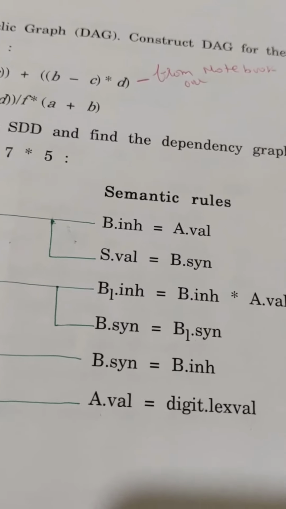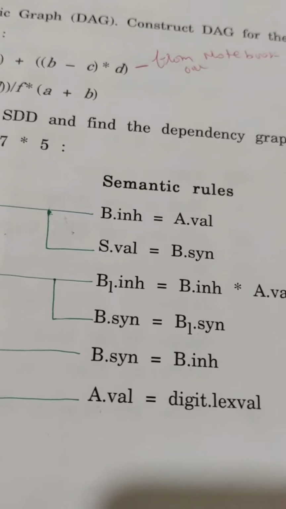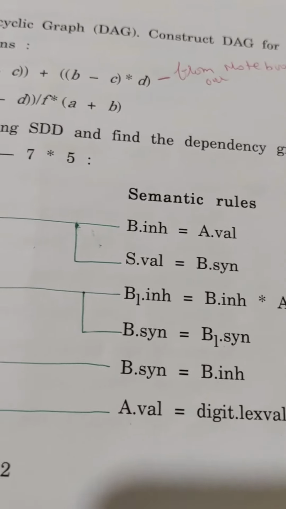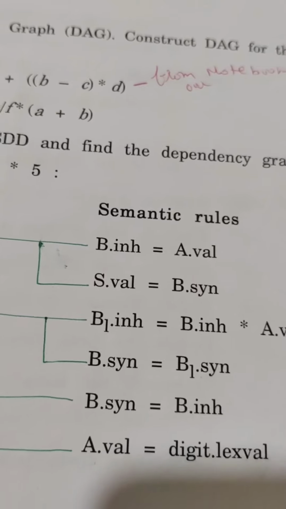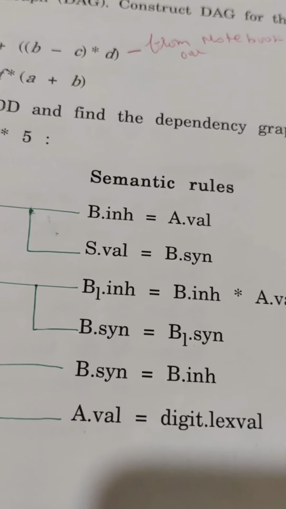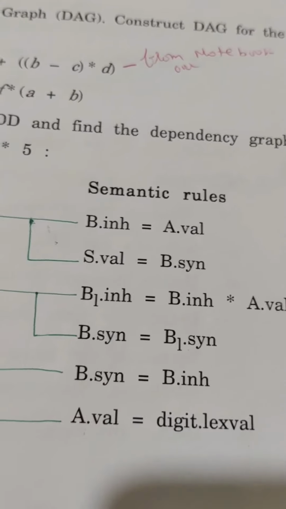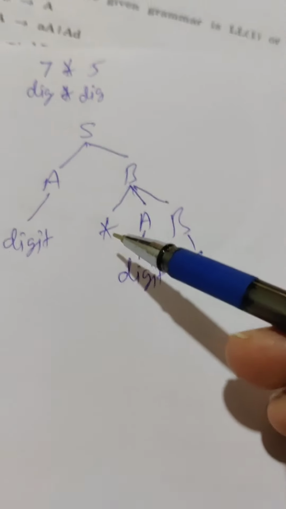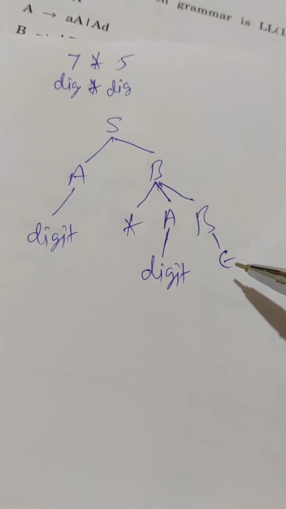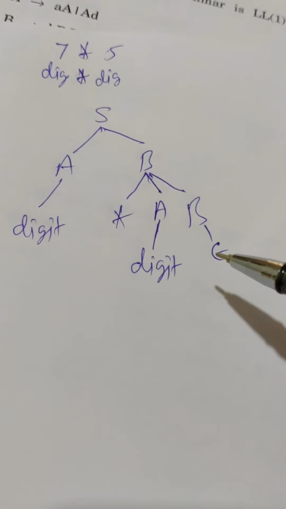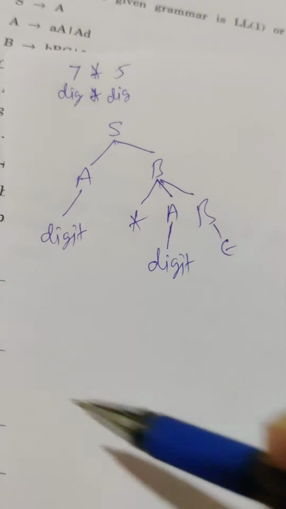Let's solve the problem and you'll understand how to design the dependency graph. Let's first construct the nodes for the dependency graph. In a dependency graph we take only those nodes which have attribute values. In our parse tree, the star doesn't have an attribute value and epsilon doesn't either, so we ignore these nodes and take only those nodes which have attribute values. Now let's create the nodes for the dependency graph.